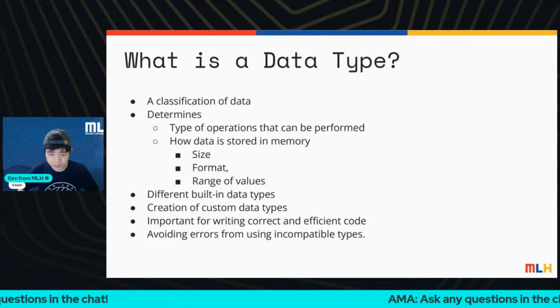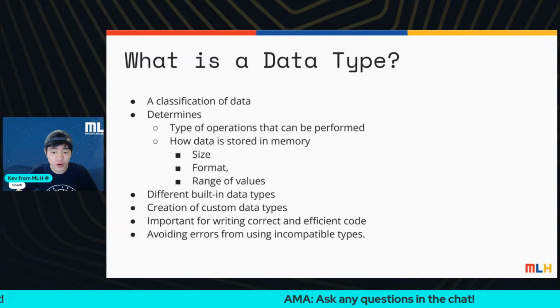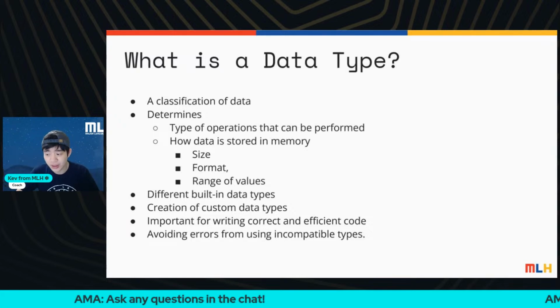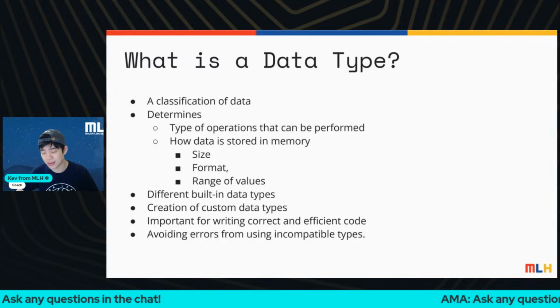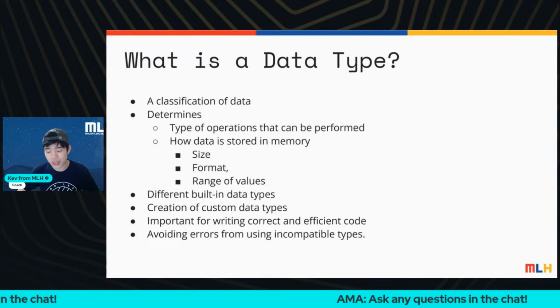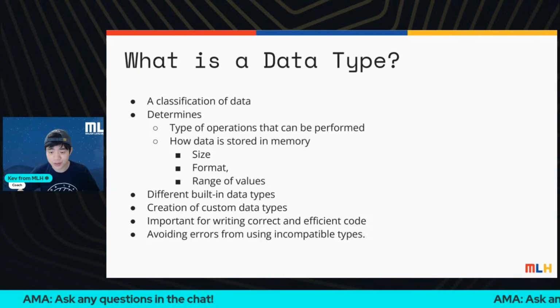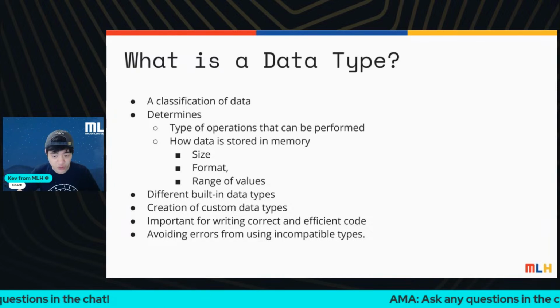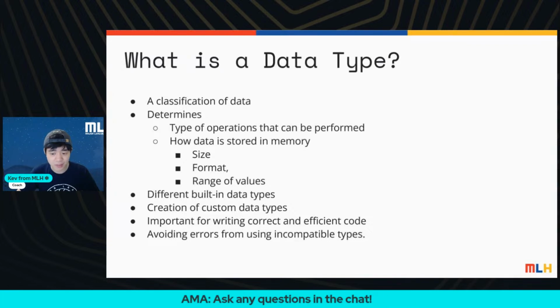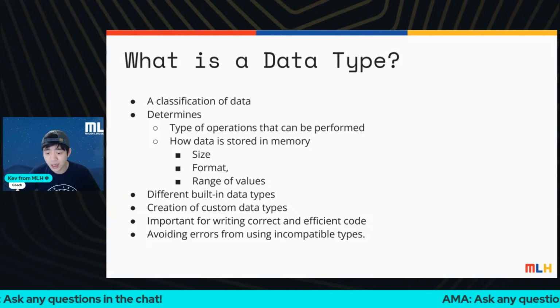Okay, cool. Data types are important for writing correct and efficient code because you don't want to attempt operations on things that are not designed for them. That's the reason for custom data types. With custom data types, you're able to do a lot more with that data because you define what it is. Sometimes you might not find the data type you want among the built-in ones, so you can always write your own. It also avoids errors from using incompatible types.